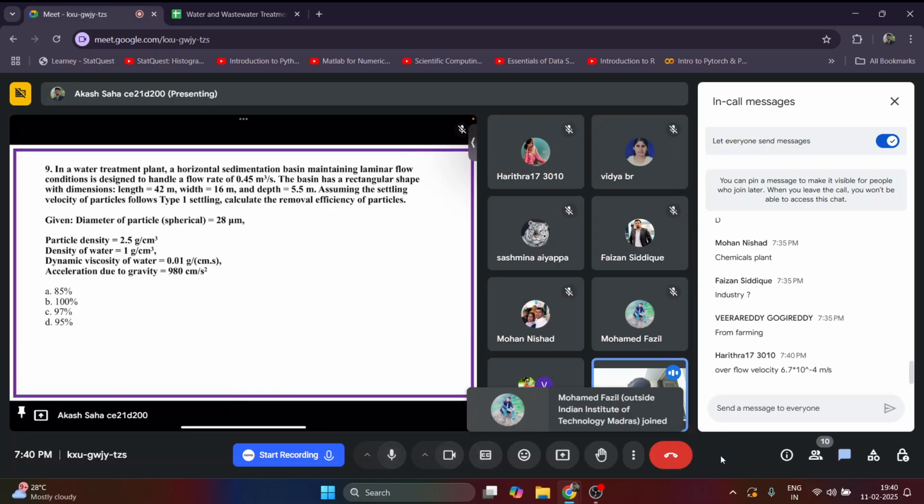So overflow velocity is 6.7. Yes, it is 6.7 into 10 to the power minus 4. Right. What about the settling velocity? Others, don't worry. If you are not able to solve, I will definitely do this as a practice once, and then we will solve one more problem. So just wait for some time so that others who know can try and solve the problem. Please be very careful. Everything is given in centimeter or micrometer in those parameters. So try to convert everything to meter per second. Then the unit conversions will be easy in the later stage.